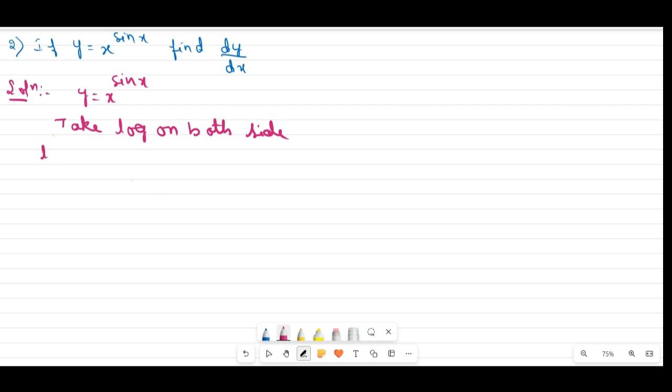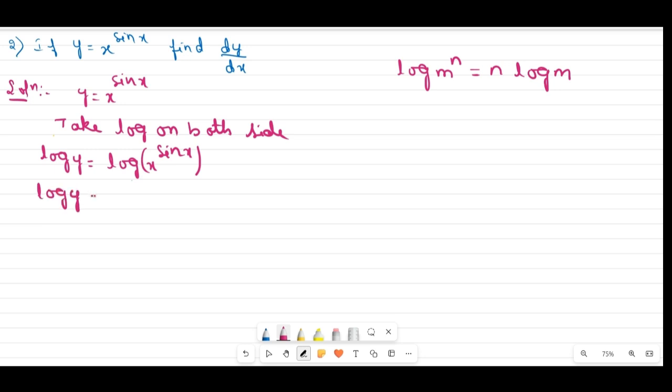So now I am taking log on both the side. Log y is equal to log of x to the power of sin x. Observe this again, I will apply the property. Which property will I apply here? Log of m power n is n into log m. Still I have not differentiated this function, I am just applying the property of logarithms. If you apply the property, it becomes sin x into log x.